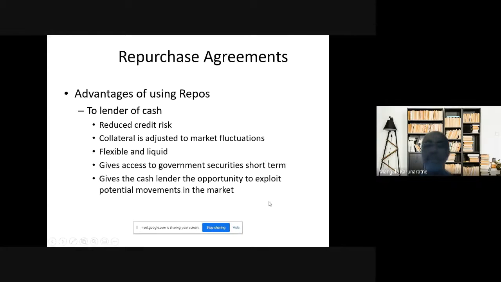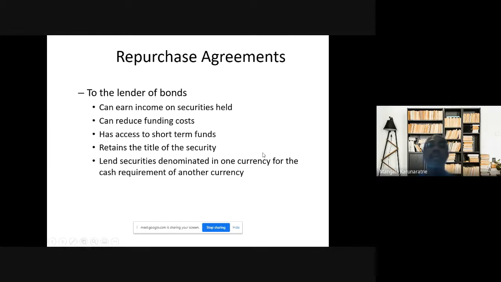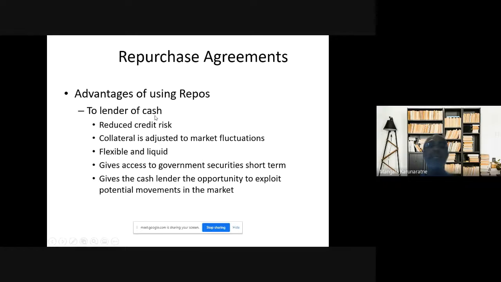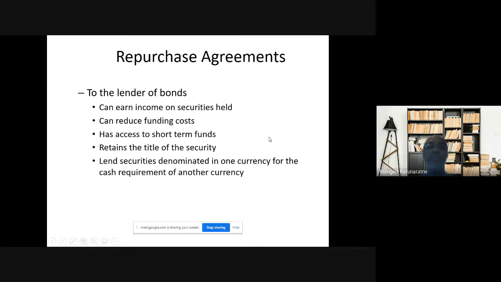And we will go to the next slide. Now these are the advantages I explained to the lender of cash, right? So the lender of bonds. Now lender of bonds also get some advantages.